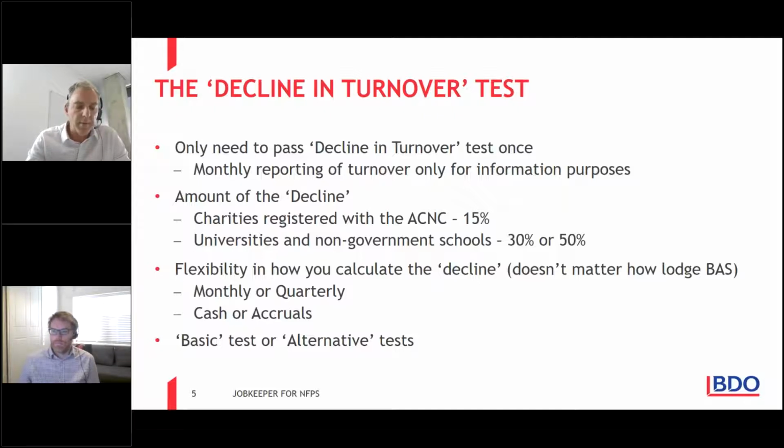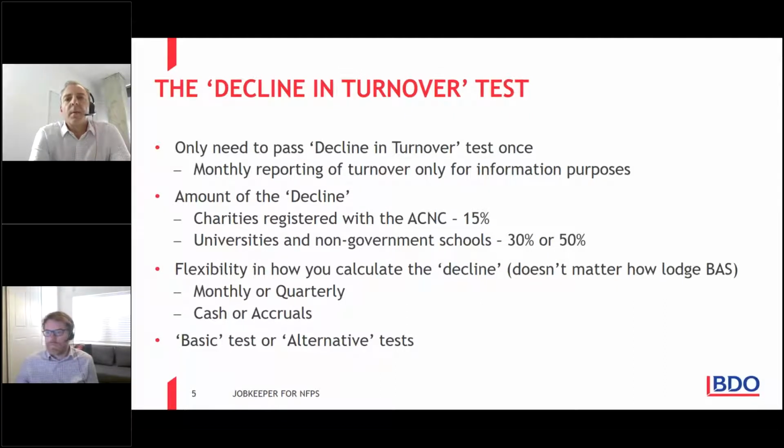Now, pretty much everyone would be aware of the amount of the decline that we're looking at. If you're a charity registered with the ACNC, it's a 15% decline, and we'll talk about the tests in a minute. If you're a university or non-government school, it's a 30% decline, or 50% if your turnover is over $1 billion. The really important thing that we've seen as we've been working through calculations with organisations is there is a lot of flexibility about how you calculate the decline.